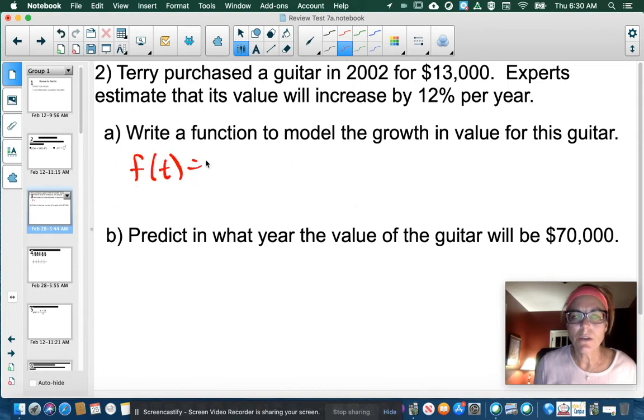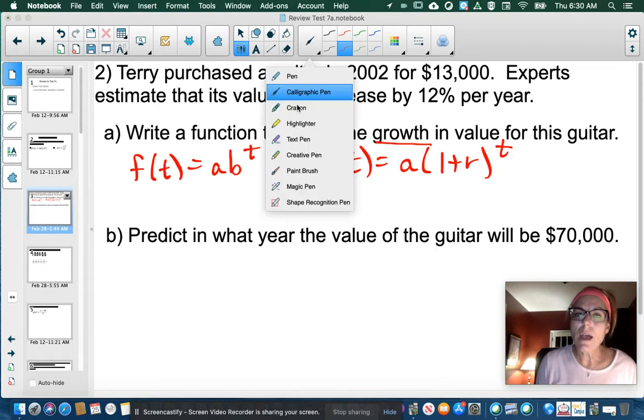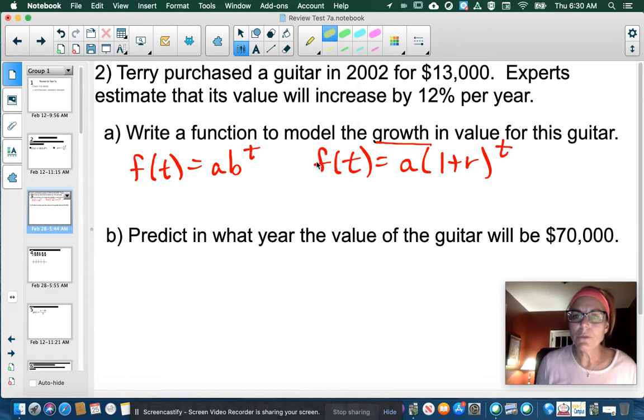So we can either set it up like that, and it's 1 plus. I'm using 1 plus because we're talking growth. That's why I'm not using 1 minus. I am going to use this one because we're given a percent. When you're given a percent, this is the model we're going to use.